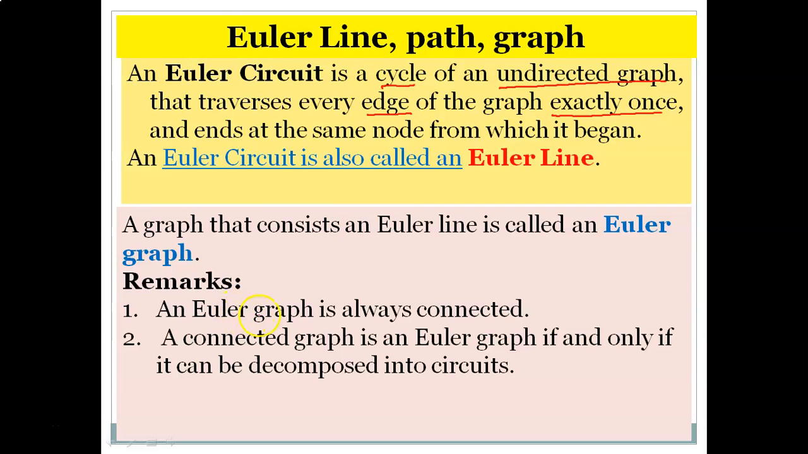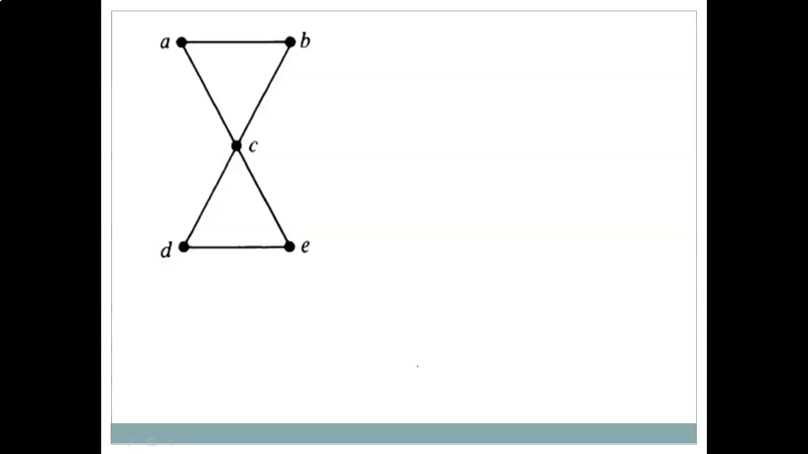Certain remarks are there. An Euler graph is always connected. Remember this. A disconnected graph cannot be an Euler graph. A connected graph is an Euler graph if and only if it can be decomposed into circuits. If and only if it can be decomposed into circuits. So let us see one example of an Euler line, or you can say the Euler graph here.